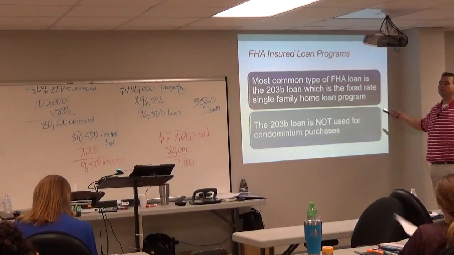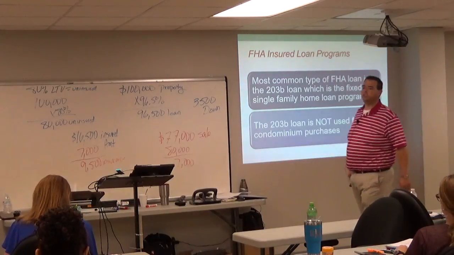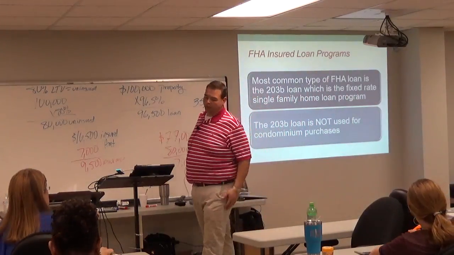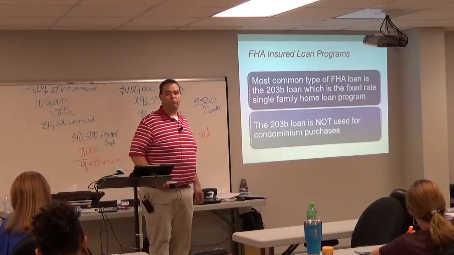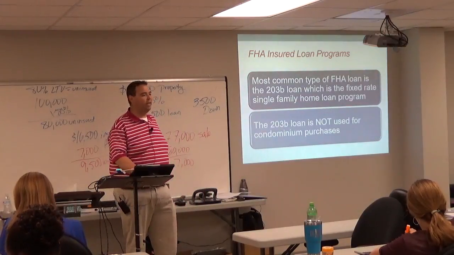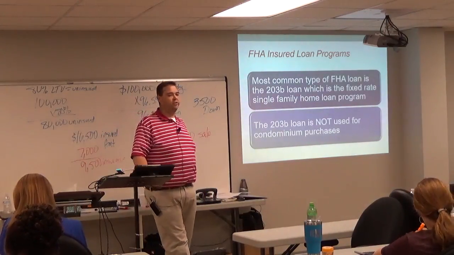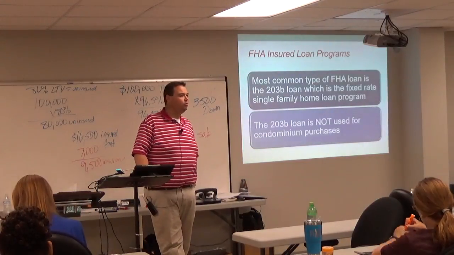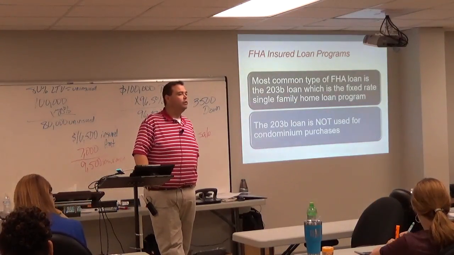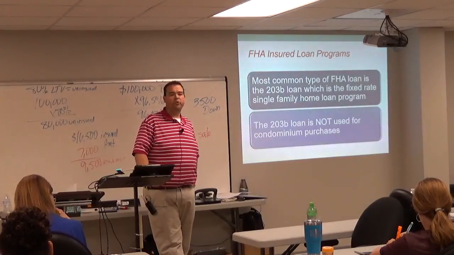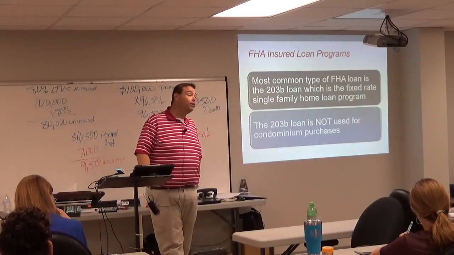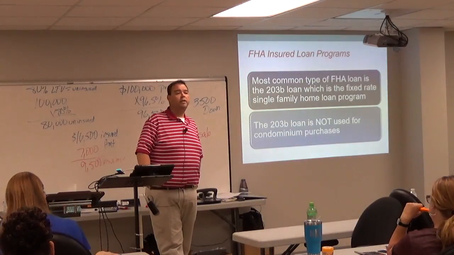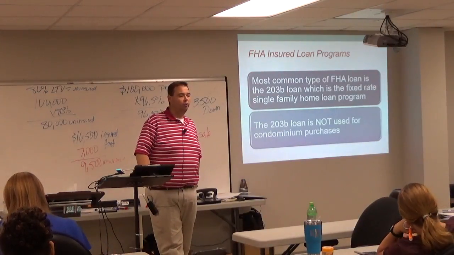You do need to know that the most common type of FHA loan is the 203B. I don't know of any catchy way to remember that. It's just the 203B loan is the single family FHA residential loan. It's not used for condos though. That you do need to know. The 203B is used for anything residential other than condos. So single family houses, townhouses, any of that would be the 203B loan.